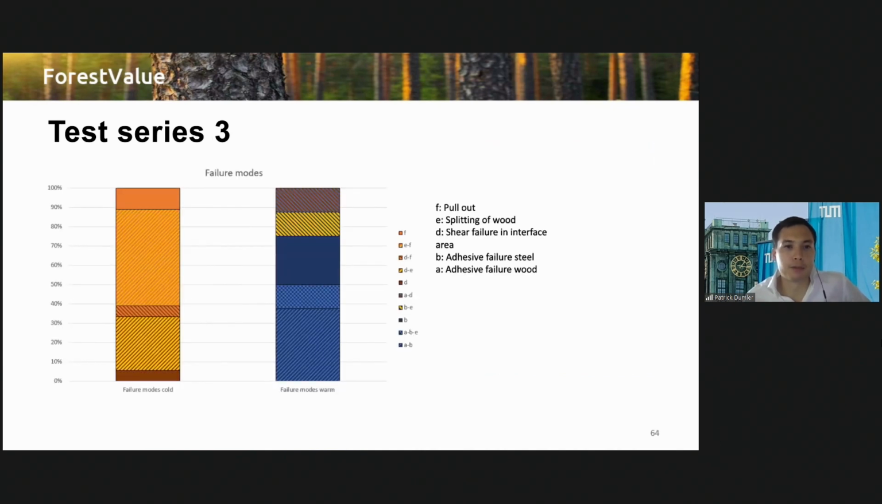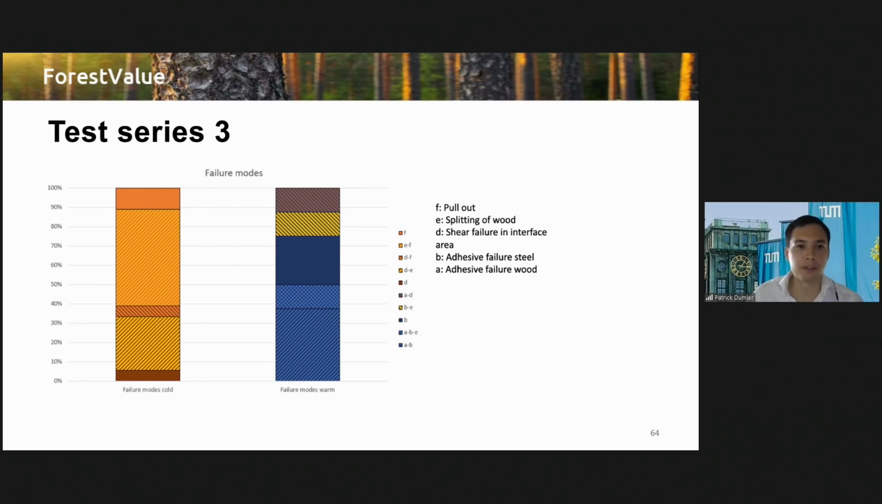Here you can see the failure modes on the left side for the tests at room temperature and on the right side for the creep tests. The orange color is for wood failure as a main source of failure mode, and on the right side the blue color is for adhesive. And it's obvious that adhesive is decisive for the failure of the connection when temperature is applied.